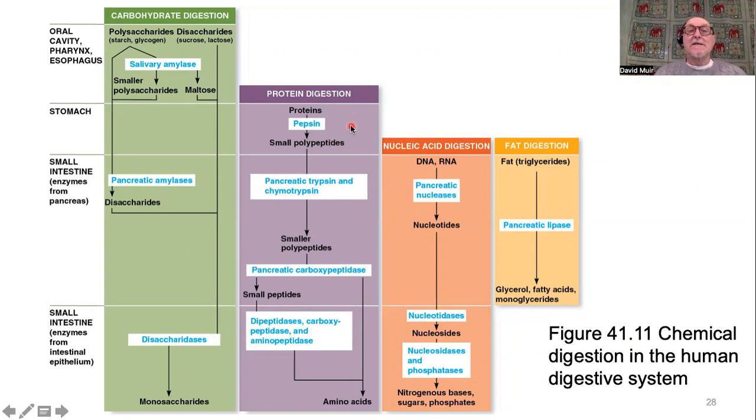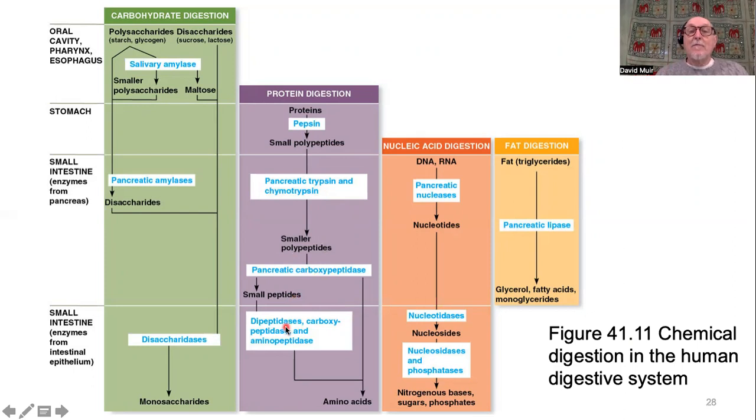Protein digestion begins in the stomach with pepsin, but there are many different enzymes, proteases. The most important ones produced by the pancreas are trypsin and chymotrypsin, but there are also some others as well. There's another one called the carboxypeptidases, which is responsible for breaking down small polypeptides, which result from this digestion.